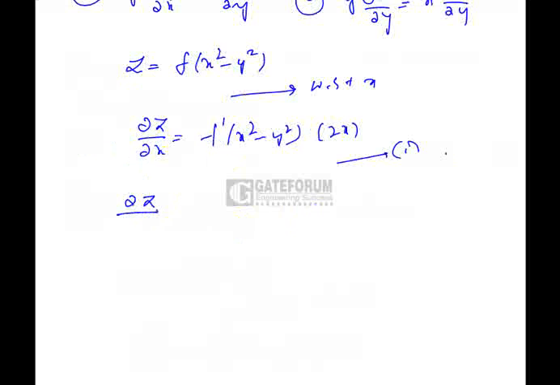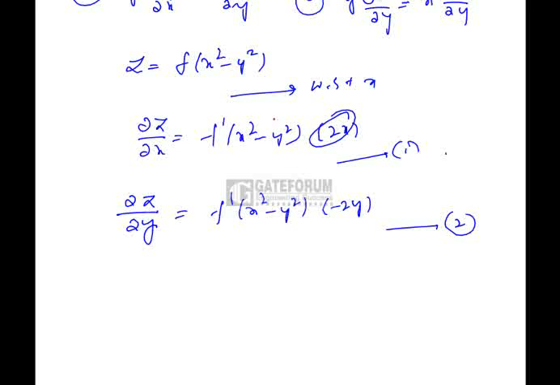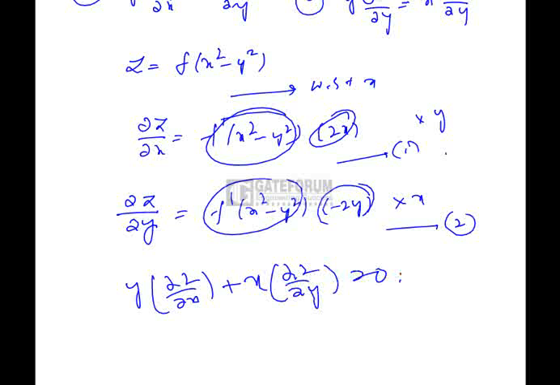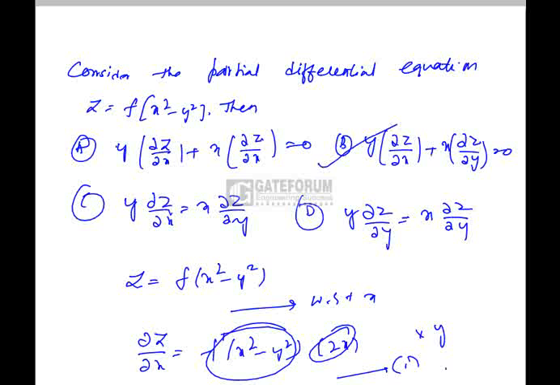Now we'll differentiate z with respect to y partially. So it is f dash of x square minus y square into differentiation, which is minus 2y, which is equation 2. Now we have 2x here and f dash of function. We have 2y here and f dash of function. If I multiply y to the first function and x to the second function and add, then the result will be 0. So y into dou z by dou x plus x into dou z by dou y will be equal to 0, which is nothing but option B.